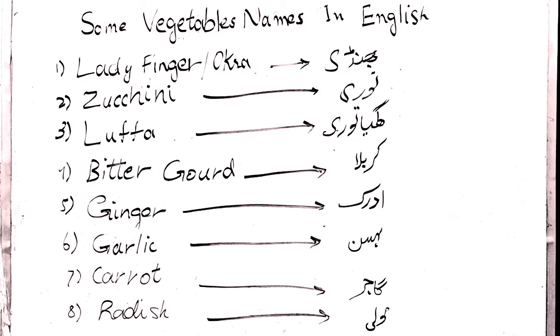Ginger we use for adrak. Garlic we use for lesan. Carrot we use for gajar. Last, radish we use for mooli.